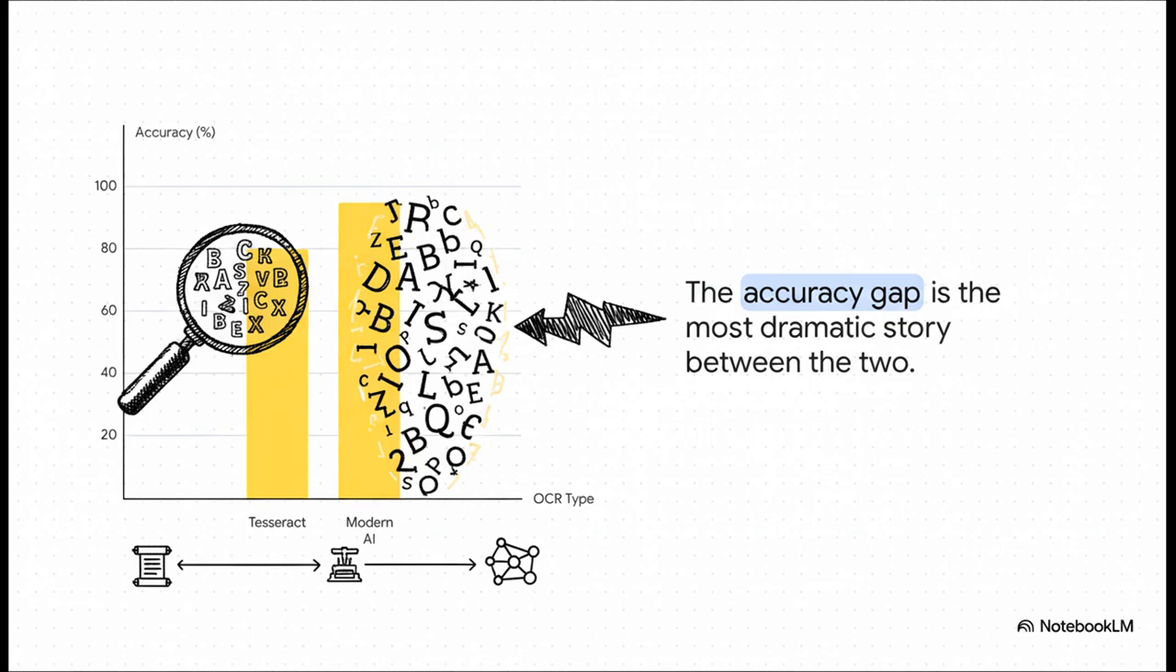Just look at the chart. Visually, the accuracy gap is the whole story. Even if we're being generous and say you can get Tesseract to 80% on a perfect image, the top AI platforms are just in another league. They're consistently hitting 95% or even higher.